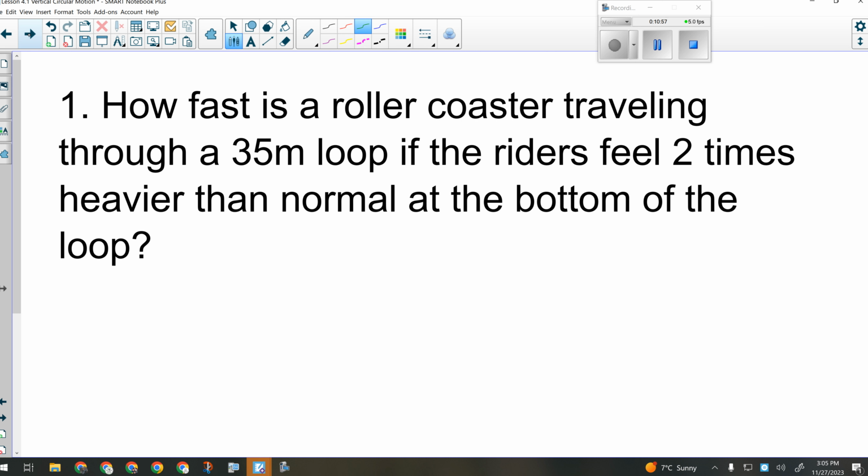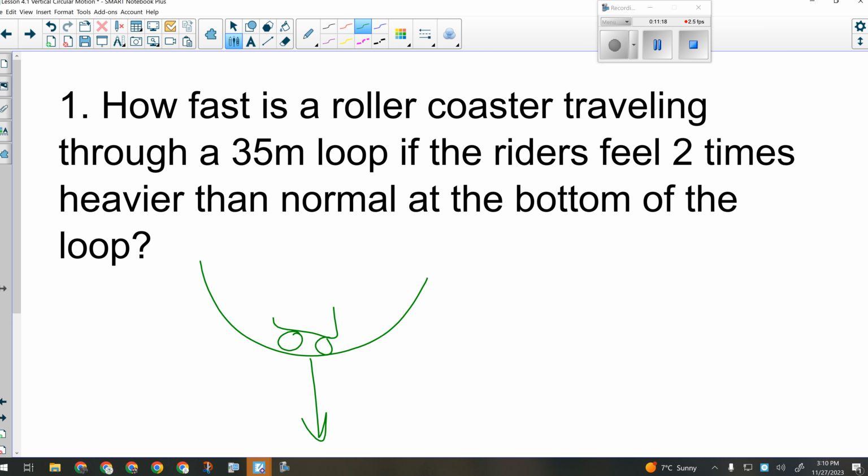What force is your apparent weight? Fn. It's important that you know that term. I use that term for Fn all the time in this unit. So watch out for the words apparent weight. Okay, give you a few minutes on this one. Bottom of the circle. So we're at the bottom of the loop on this question.